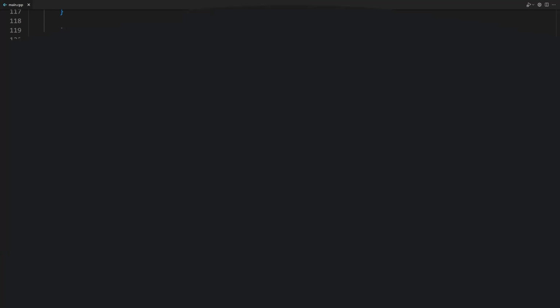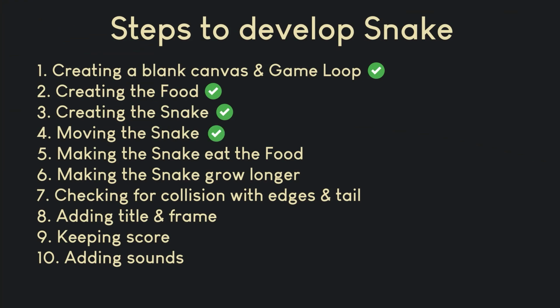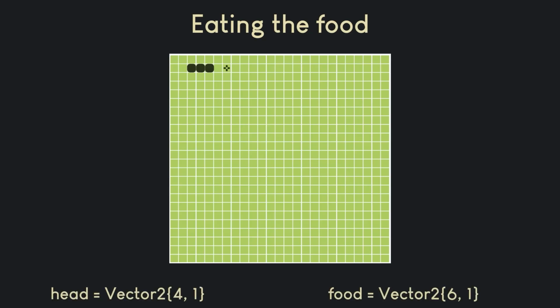Let's move on to the next step of the game development, which is to make the snake eat the food. Let's think about this for a moment. When does the snake eat the food? When its head is in the same cell with the food. So the first thing we have to do is to check if the snake's head cell and the food cell are the same for every update of the game. If that happens, the snake will eat the food, and we have to create another food object in another random location.